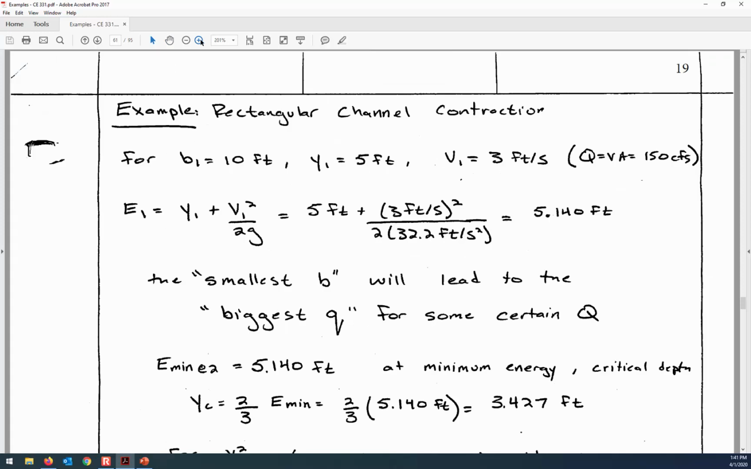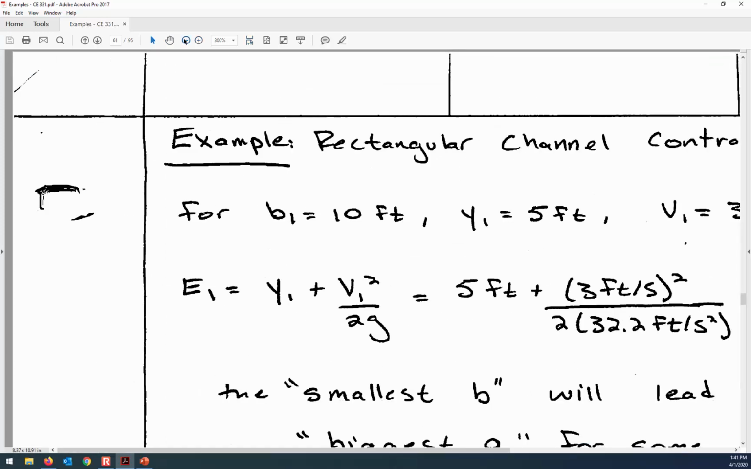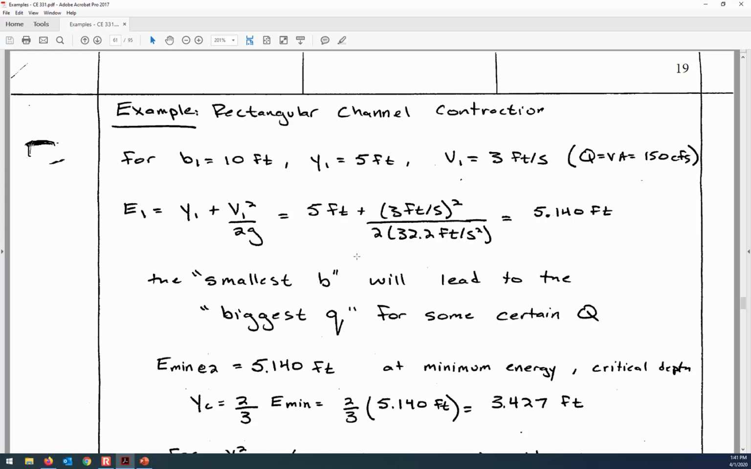Alright, so here's the contraction. You can see that E1, the amount of specific energy at location 1, is going to be the depth and the velocity head. We have to be mindful that we're working with traditional units here, so g isn't going to be our normal 9.81, because we need it in terms of feet per second squared. So it's 32.2 for g. That means there's 5.14 feet of specific energy upstream.